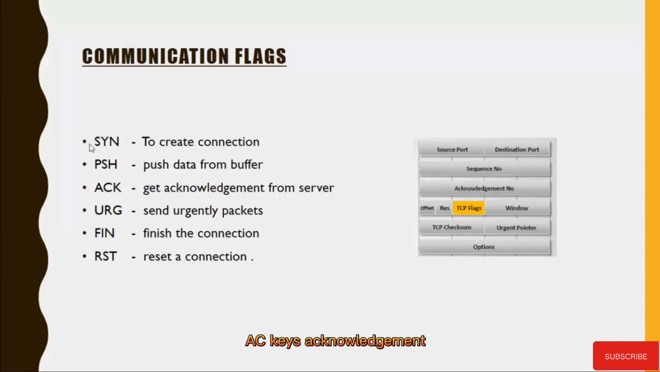ACK is acknowledgement. You get an acknowledgement from the server using ACK. URG is for urgent. If you want to send some packets urgently, then you can use URG. FIN is for finish. If you want to finish the connection, then you can use FIN. RST is for resetting a connection.